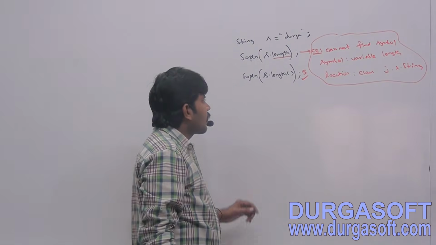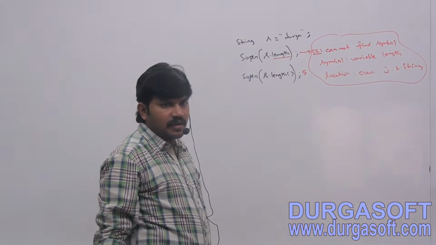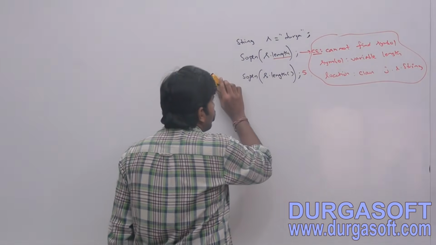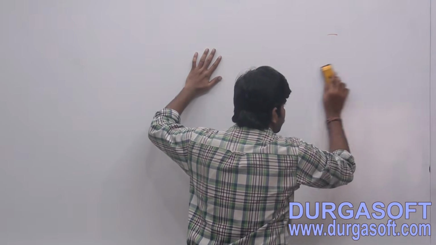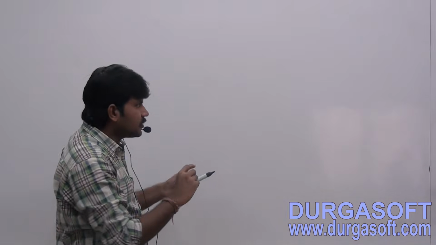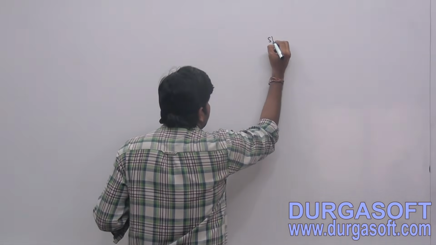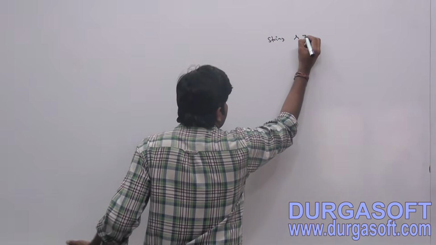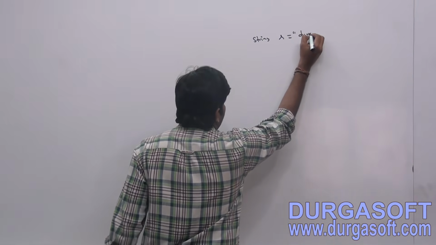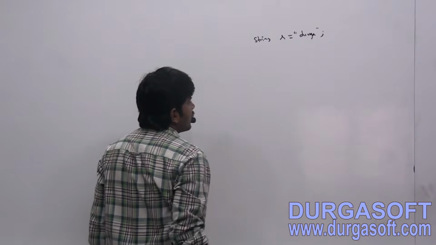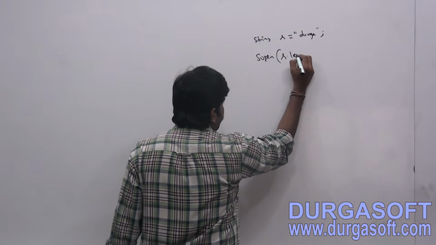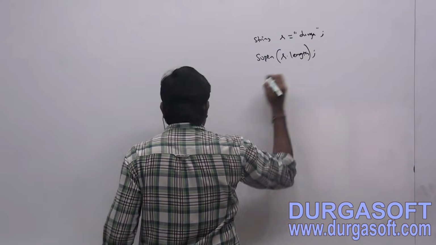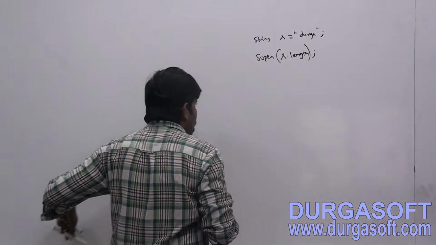That's all. Are you able to understand, right? This is what you should be aware of clearly. Next, take this example: String s is equal to Durga; SOP of s dot length.